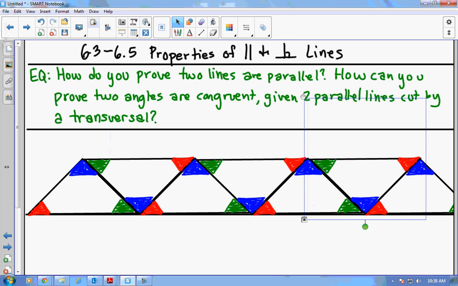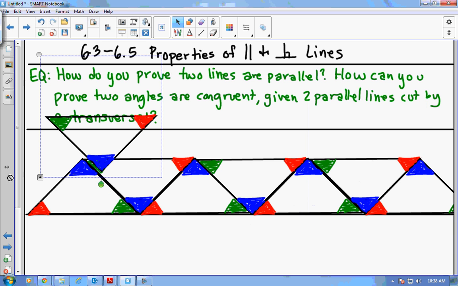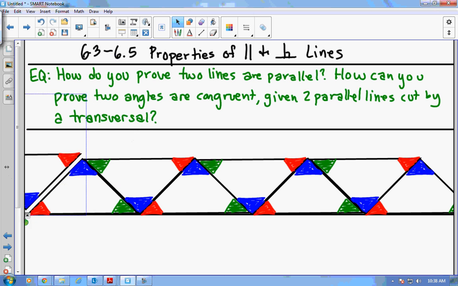Does anyone know what this is called that we are making? Triangles? Tessellation. A tessellation. So you have a bunch of upward triangles and a bunch of downward triangles. And you're filling in the angle with the exact color that represents the angle on your cutout triangle.